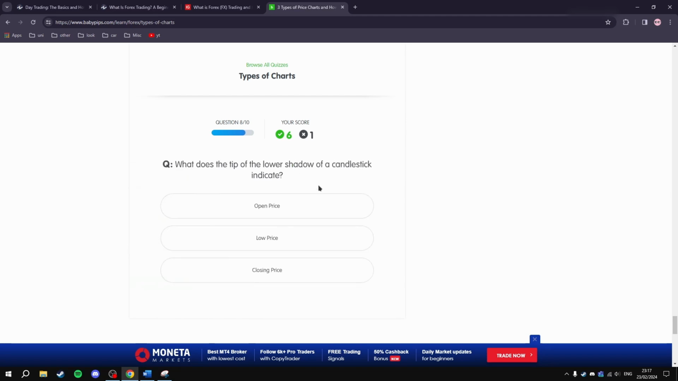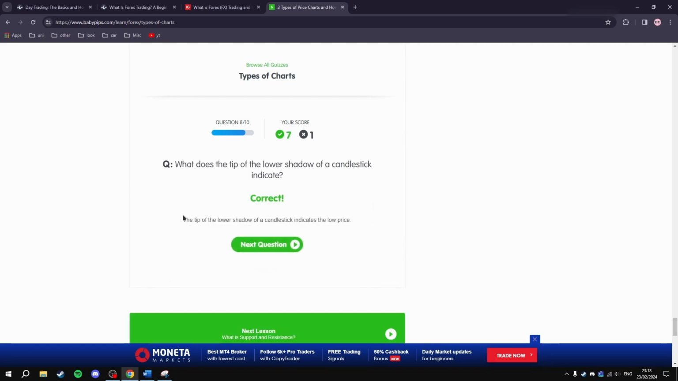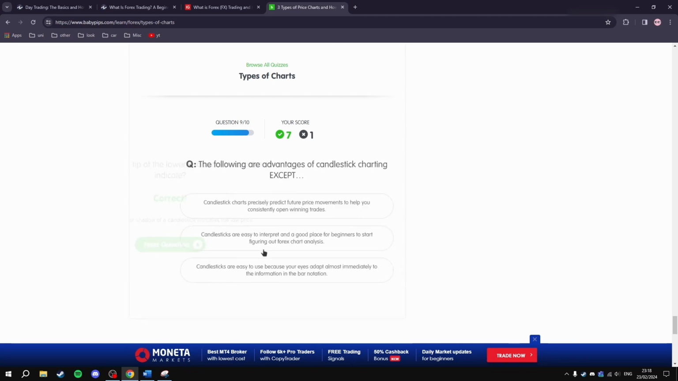What does the tip of the lower shadow of a candlestick indicate? Low price, because the upper shadow is the high price. The tip of a lower shadow of a candlestick indicates the low price.